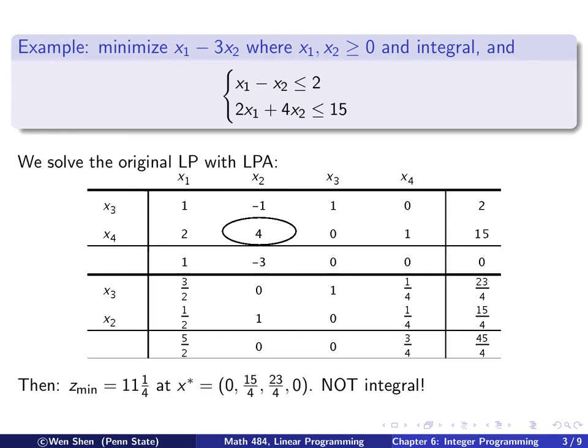So without the integer constraint, we know that the minimum here is 11 and a quarter. The optimal solution is x1 is 0, that's x2 from here, and x3, this guy, and x4 is 0. And we see that these solutions are not integral.